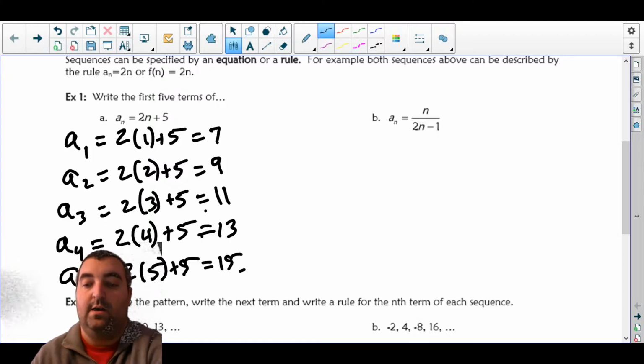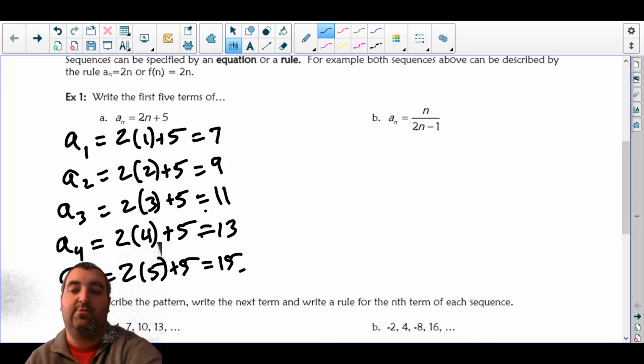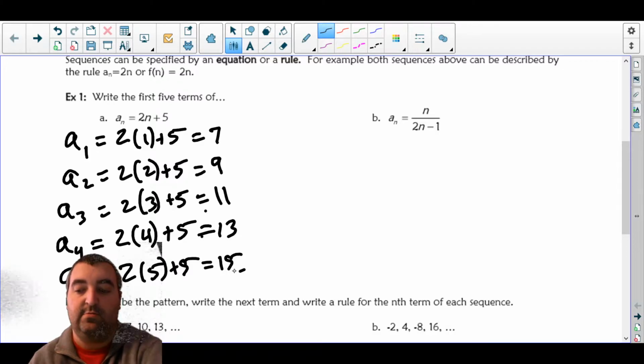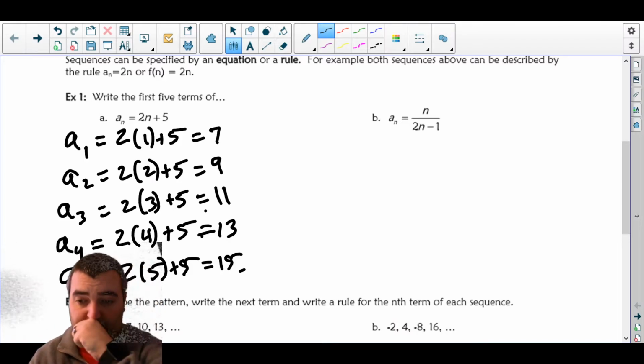Okay, so you can see here whenever they ask you for so many terms, once you see the pattern, you don't have to necessarily do the substitution. You could just follow the pattern. Now the pattern is not always going to be addition. It's not always going to be multiplication or division or subtraction. There's lots of different types of sequences out there that we'll see the rest of this chapter.